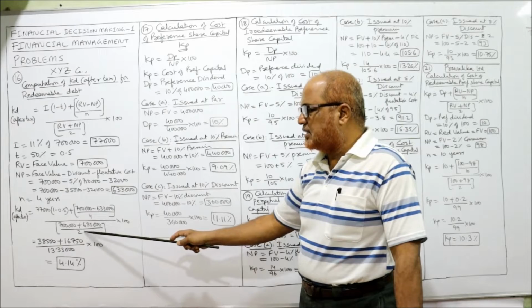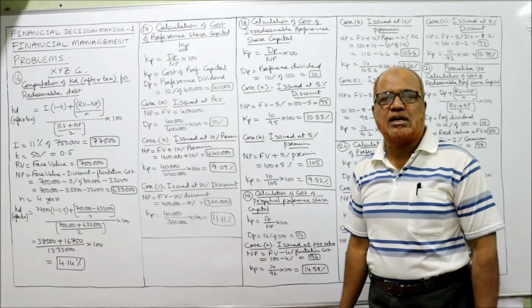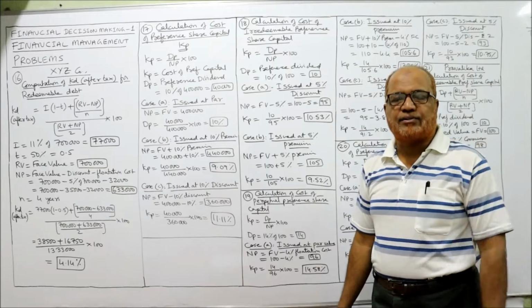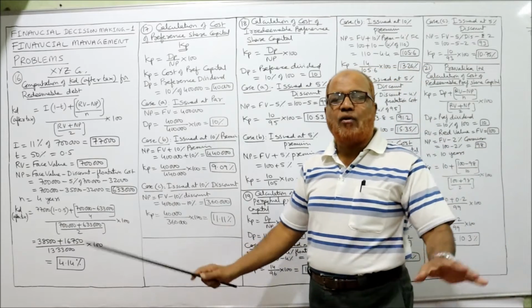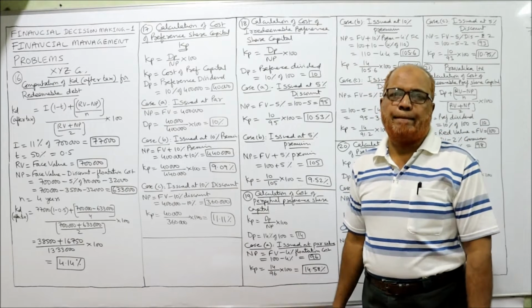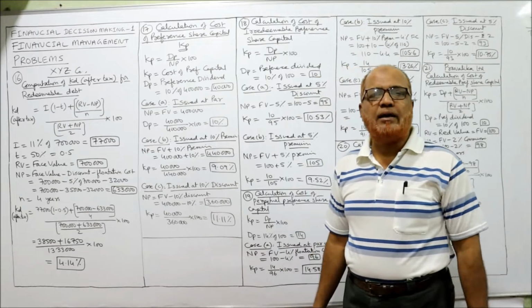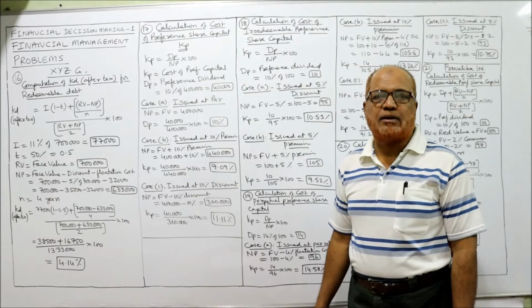7 lakh plus 633 by 2 into 100. Simplify, you will get 4.14% is the KD after tax. This is the end of all the problems on specific cost of debt, KD. Now we'll begin the problems on computing KP, cost of preference capital.